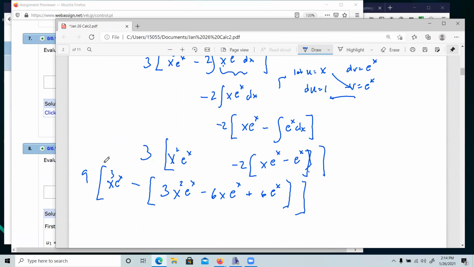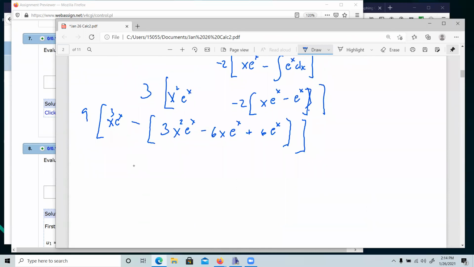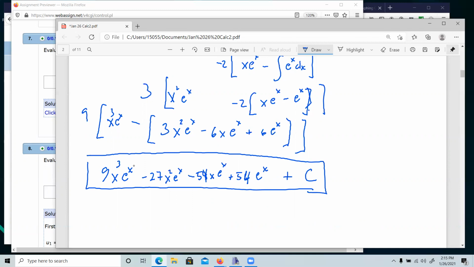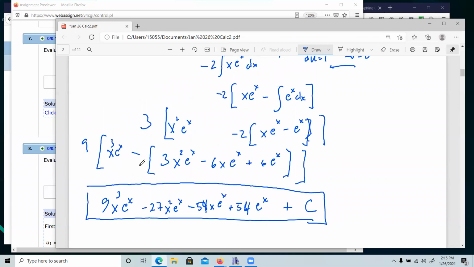All right, so we have 9x cubed e to the x minus 27 x squared e to the x minus 56 x e to the x plus 56, or 54 rather, 54 times 6, 54 e to the x plus c. How much fun was that? More fun than anybody should be allowed to have, right?